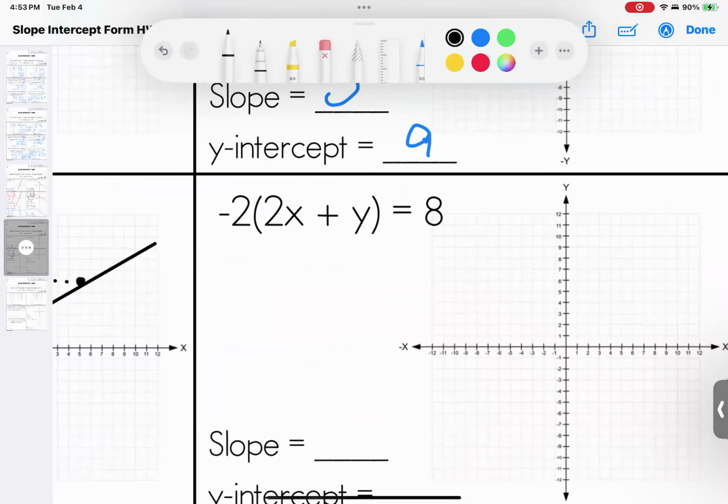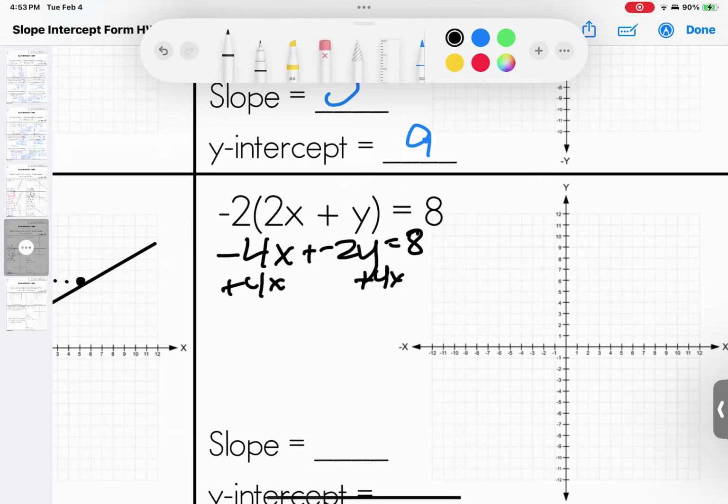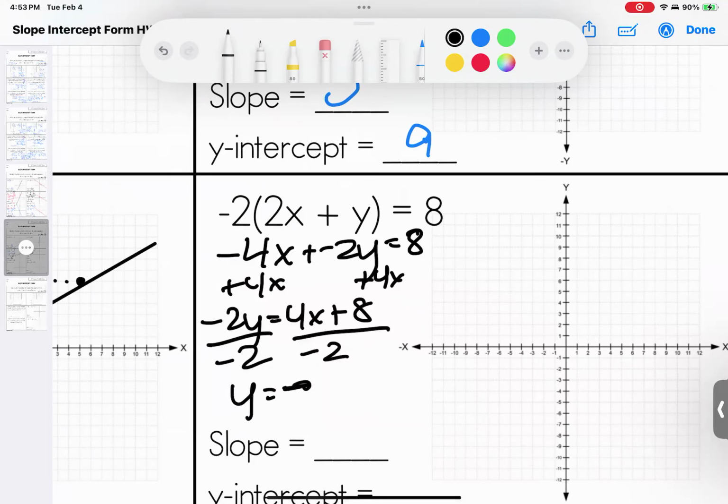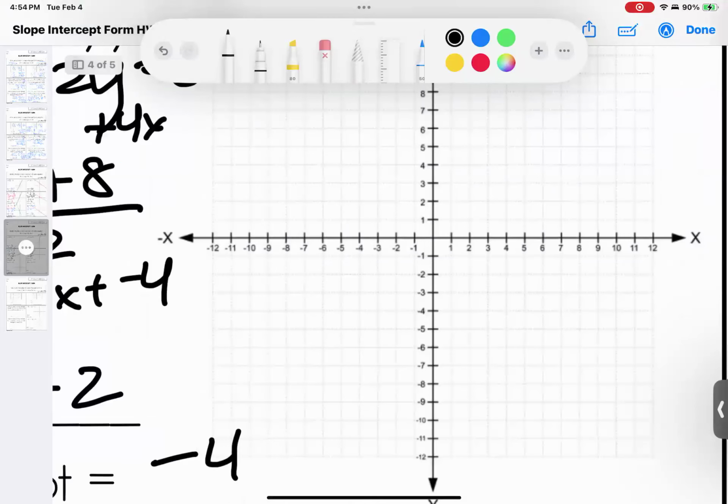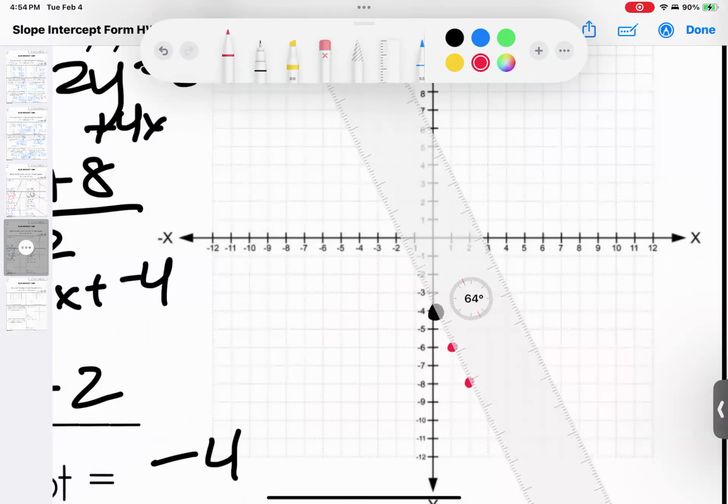All right, have to do some distribution. So negative 4x plus negative 2y equals 8. Plus 4x, plus 4x, equals negative 2y is equal to 4x plus 8. Dividing by our negative 2, y is equal to negative 2x plus negative 4. So we're going to go down to negative 4. And then since it's negative, we're going to go down 2 over 1, down 2 over 1, and probably connect these just as poorly as the rest.